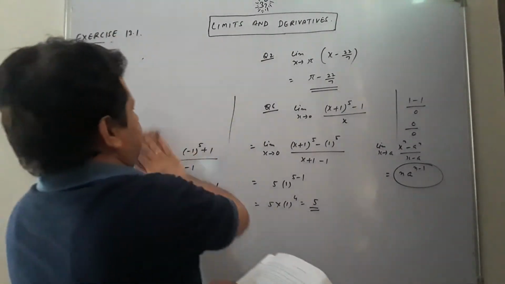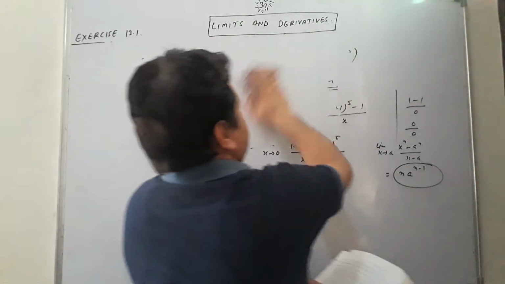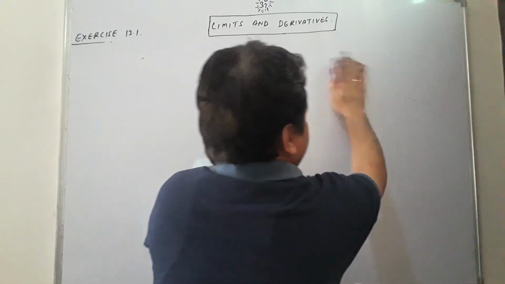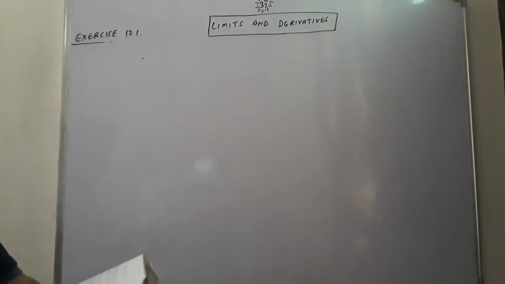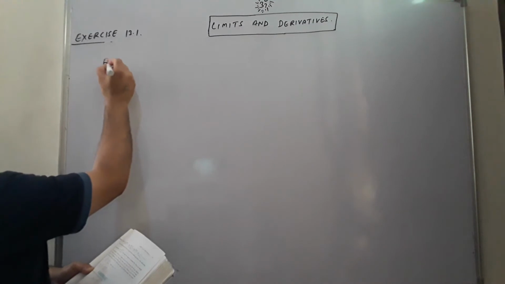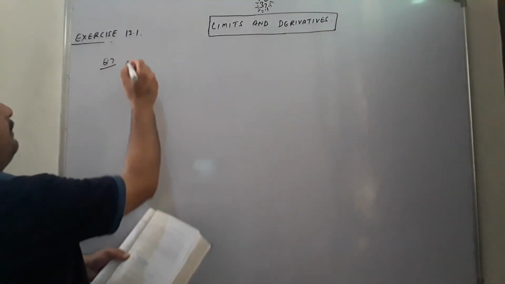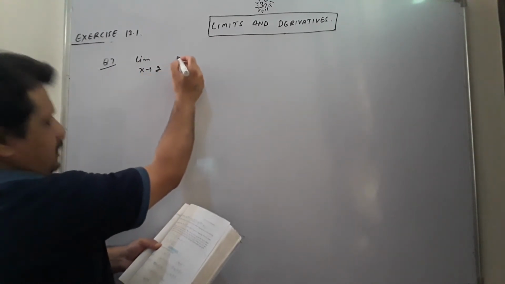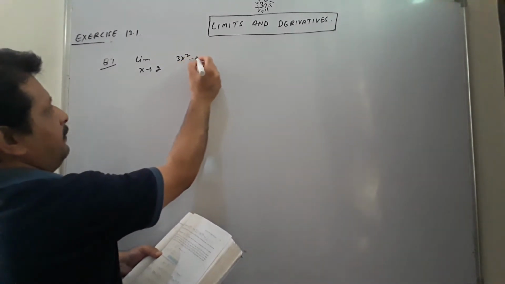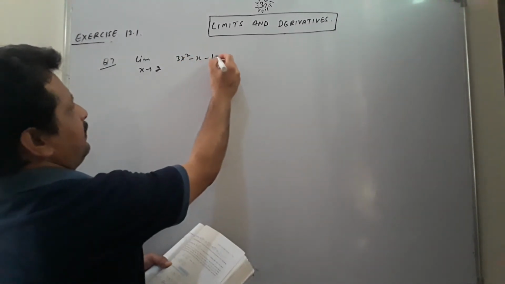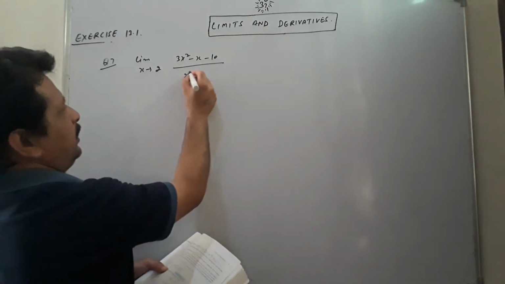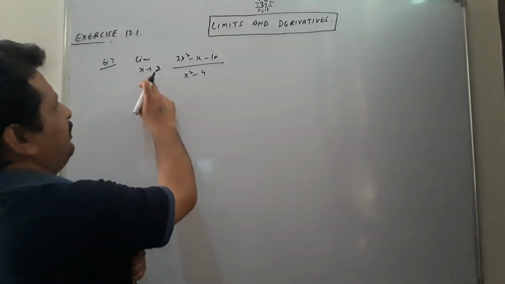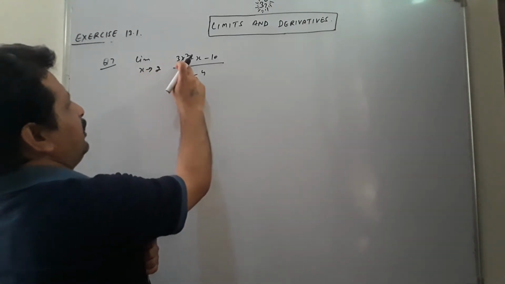Next question is, here is question number 7, students. In the 7th question, limit x tends to 2, this is 3x square minus x minus 10 upon x square minus 4. Now students, once again we have to check if I put the value of x as 2 here, what will you say?